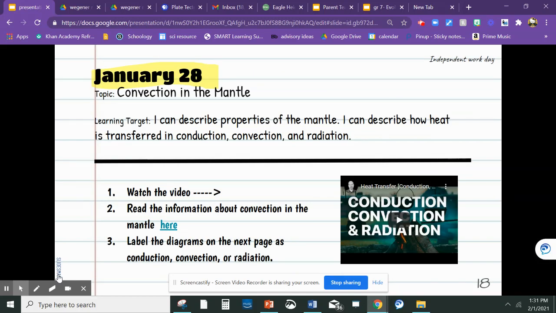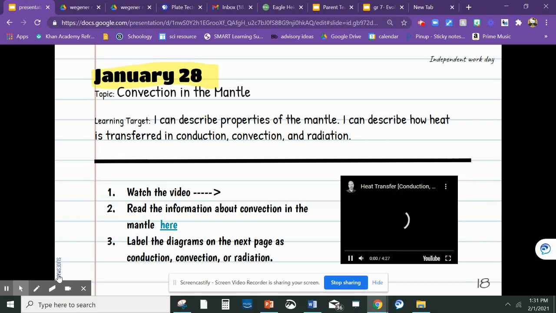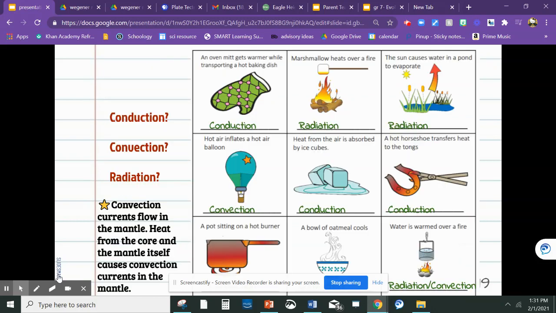On Thursday of last week, you were supposed to watch a video about conduction, convection, and radiation. There was information for you to read about convection and the mantle, and then a little review on identifying conduction, convection, and radiation. So here are the correct answers.